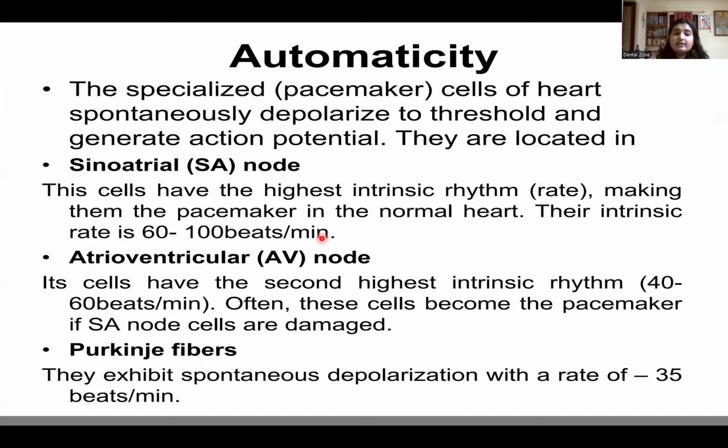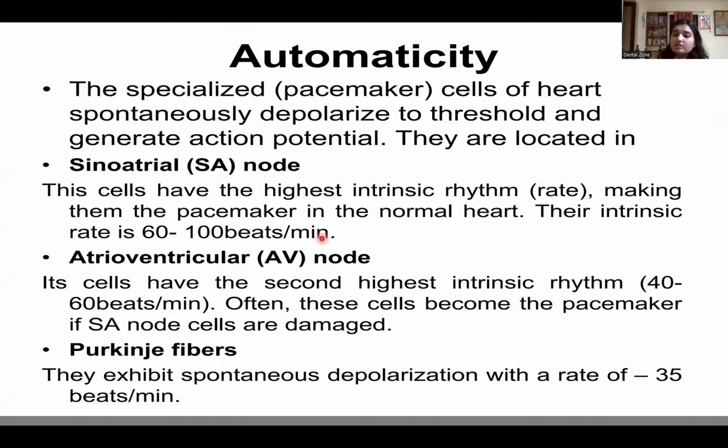Okay. Now next comes the atrioventricular node. Its cells have the second highest intrinsic rhythm. The first highest is the sinoatrial node and the second highest is the atrioventricular node. These cells become the pacemaker only when the sinoatrial node is damaged. Understand that? Now, Purkinje fibers.